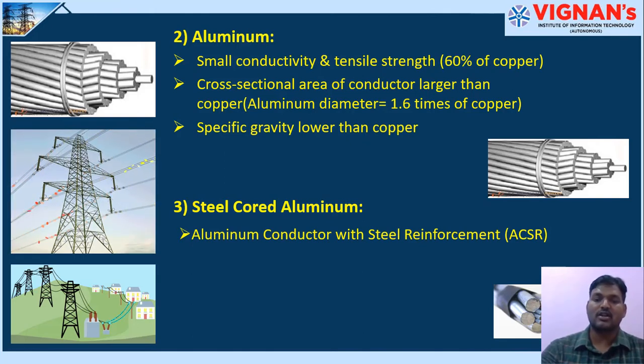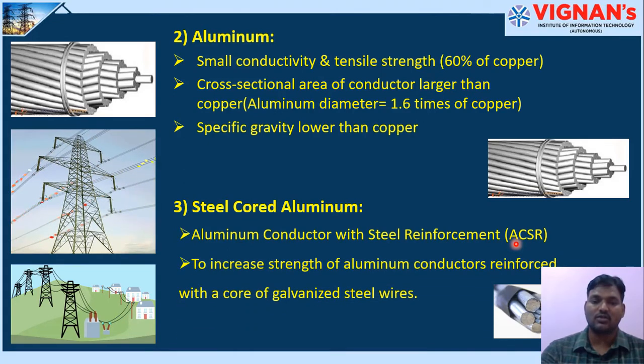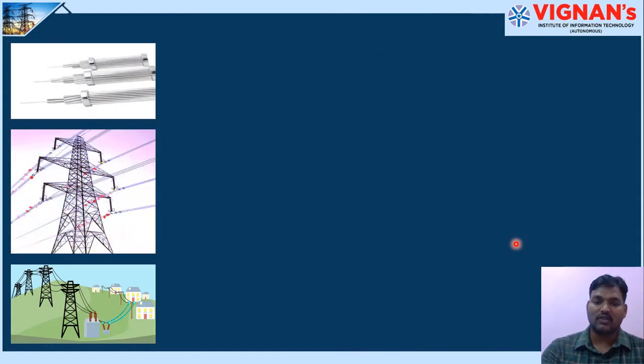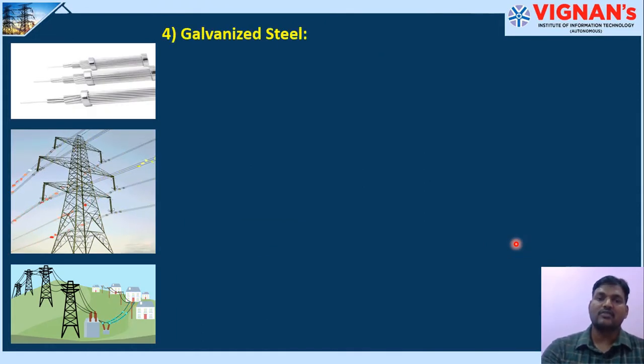Aluminum conductor with steel reinforced is ACSR, aluminum conductor with steel reinforcement. To increase the strength of aluminum conductor, reinforce the core with galvanized steel wires. Next type is galvanized steel.